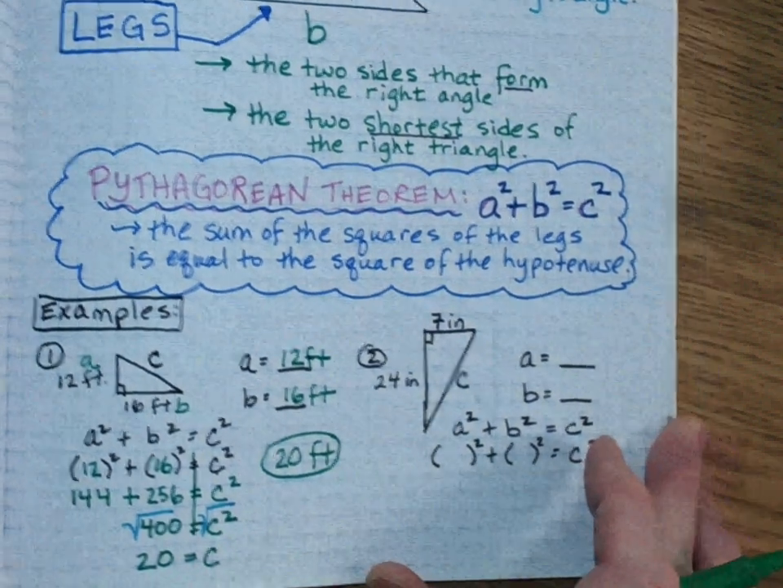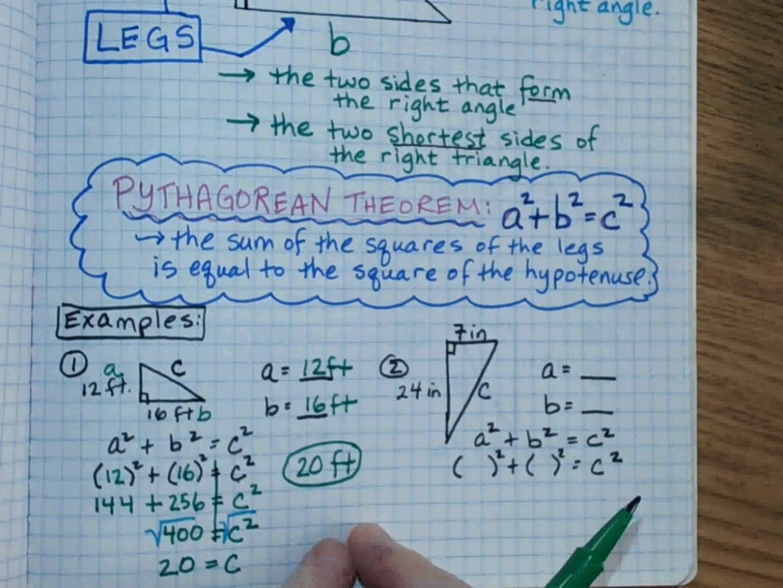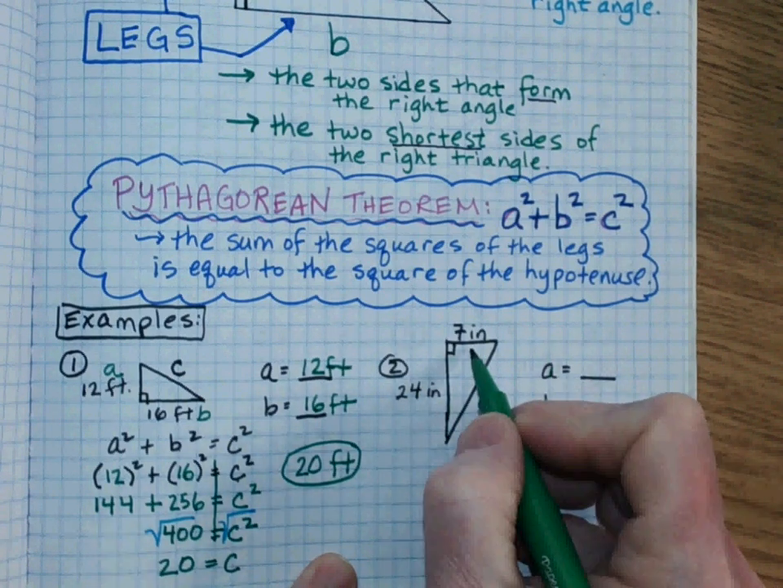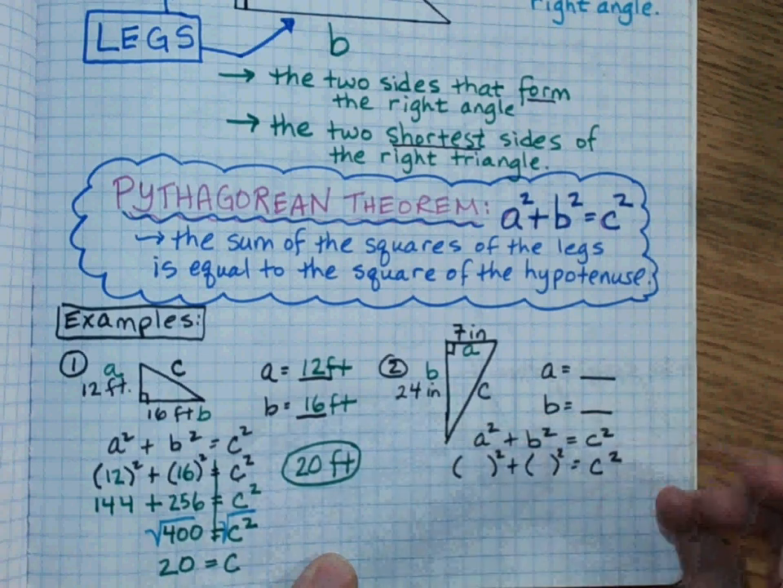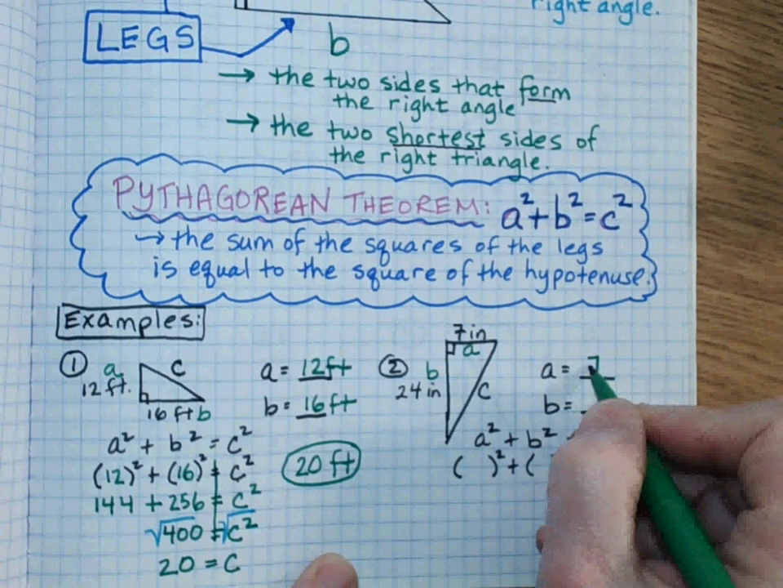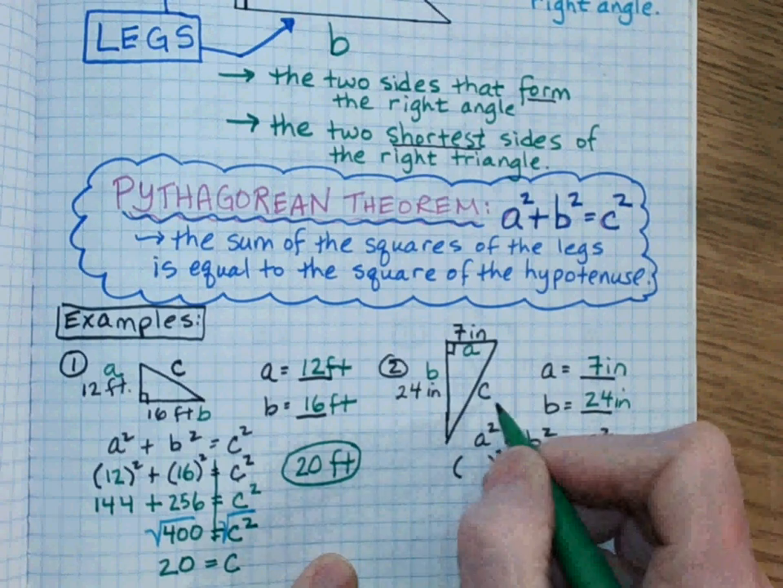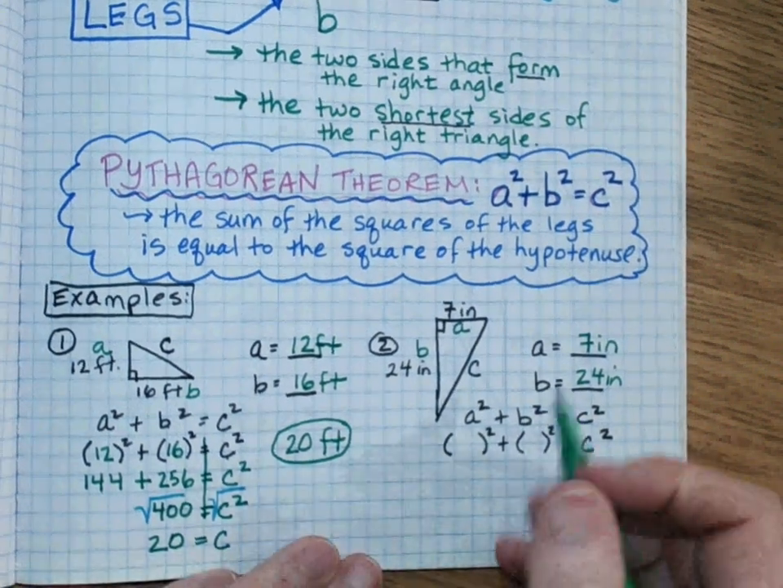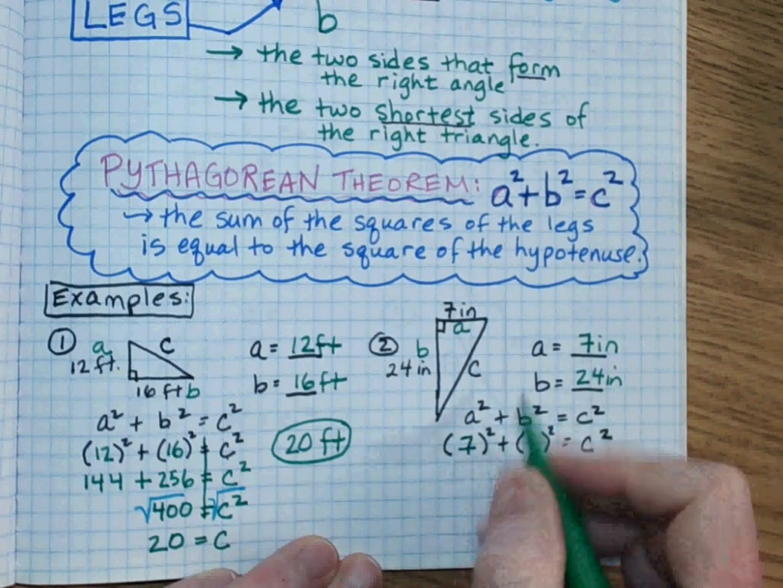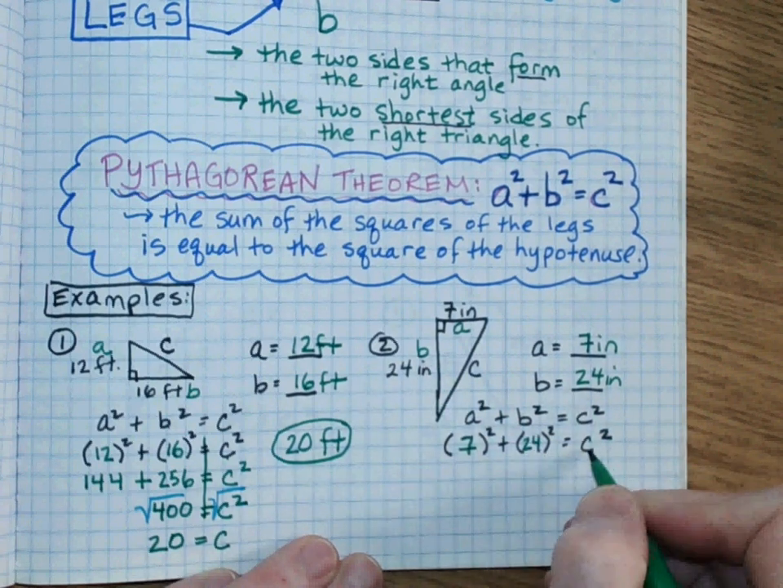All right, again, while we're doing this video, I would encourage you to pause or rewind as much as you need. In this one, one length is 7, the other is 24, and it doesn't matter. I will call this one A and this one B, but you can flip-flop your legs just fine. 7 inches is A, 24 inches is B, and my c is unknown. So we have a squared. Well, a is 7. B squared, b is 24. And my c is unknown.